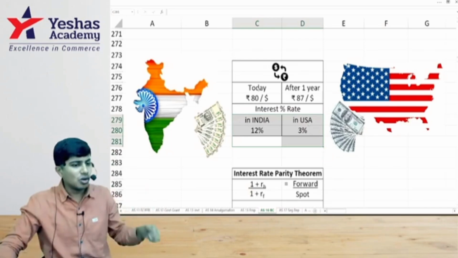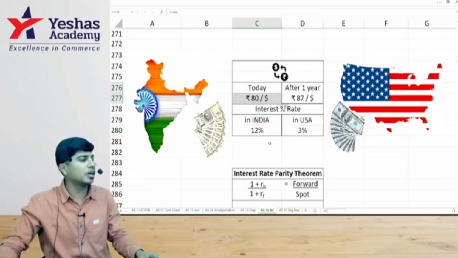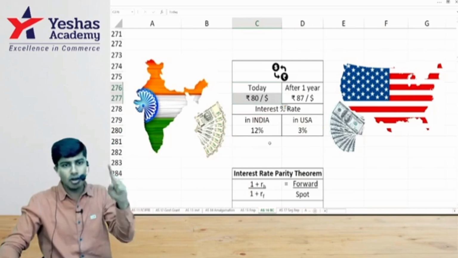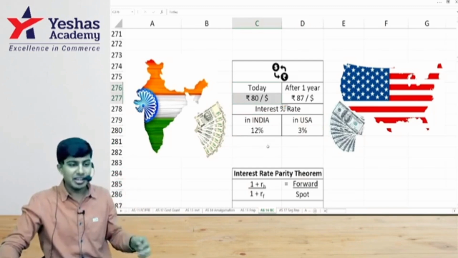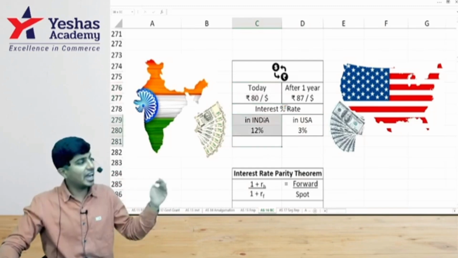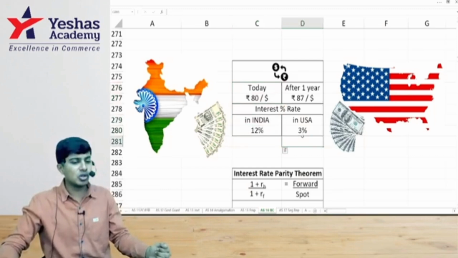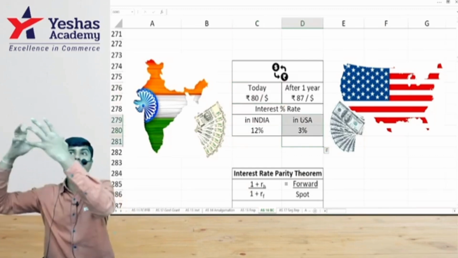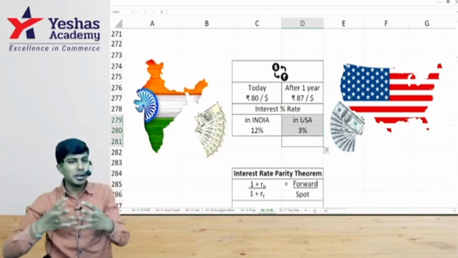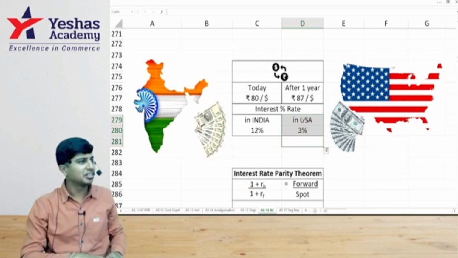Now, right now, the exchange rate is 80 rupees per dollar. To get $1, how many rupees should we pay? 80. Because the interest rate is high in India and interest rate is low in USA, people borrow the money in USA, bring money to India and invest.